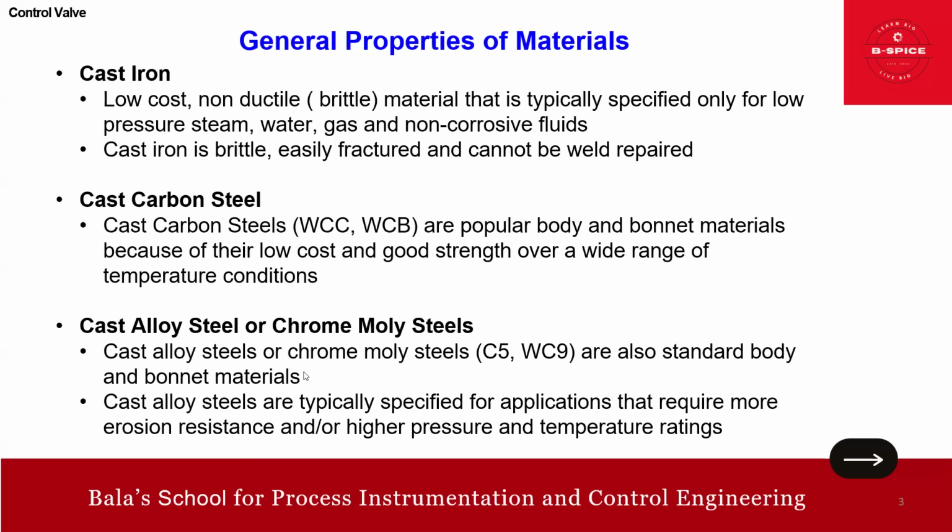I'm going to explain with the tabulation, with the detailed application, where to use what type of casting. Cast alloy steels are typically specified for applications that require more erosion resistance and higher pressure and temperature ratings. You got it now, meaning why we are using this. Here of course we talked about a wide range of temperature conditions, but if it is high pressure, erosion, and high temperature, then we can go with this option. So cast iron covered, cast carbon steel covered, and cast alloy steel covered. Now we have a few more.